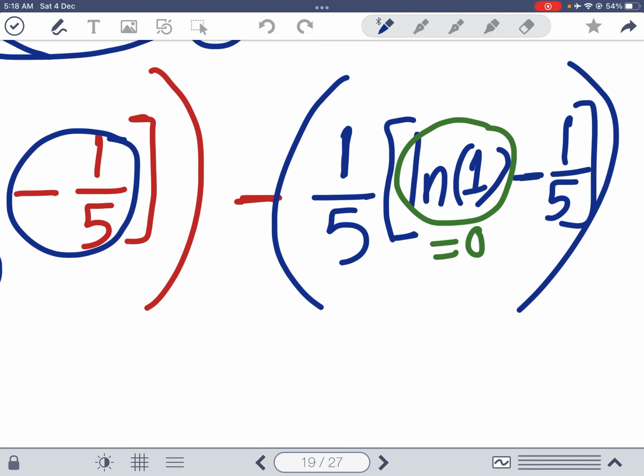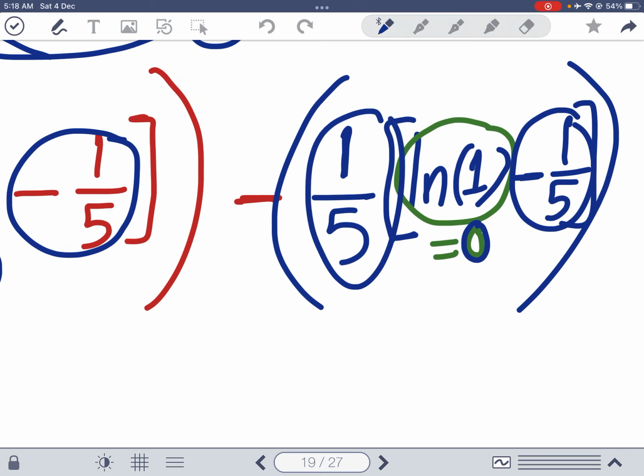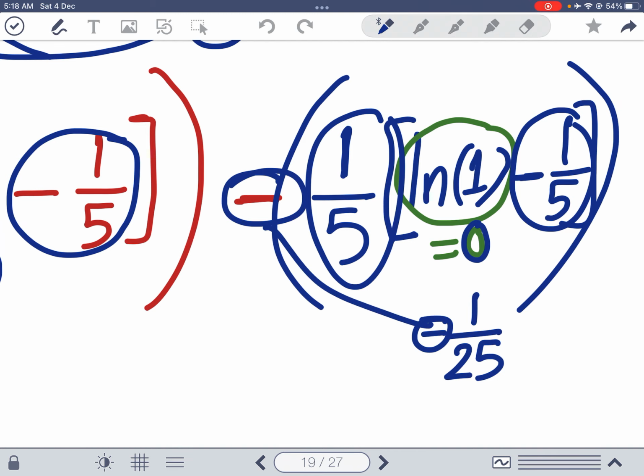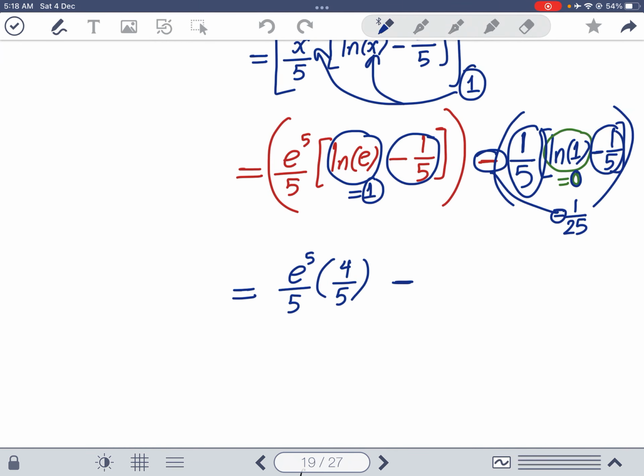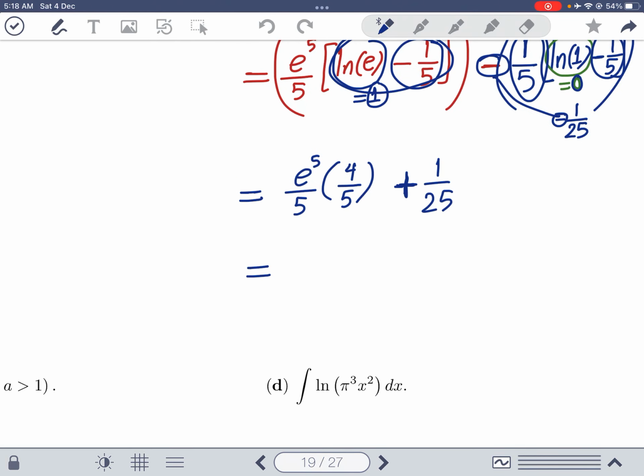Minus, and now 0 minus 1 over 5, you see, it's negative 1 over 5 times 1 over 5, it will be negative 1 over 25. And there is a minus outside, so it will make this minus plus. So this becomes plus, to make sure, 1 minus 1 over 5 is 4 over 5, right? Then plus 1 over 25. So it's 4e to the 5 over 25 plus 1 over 25.